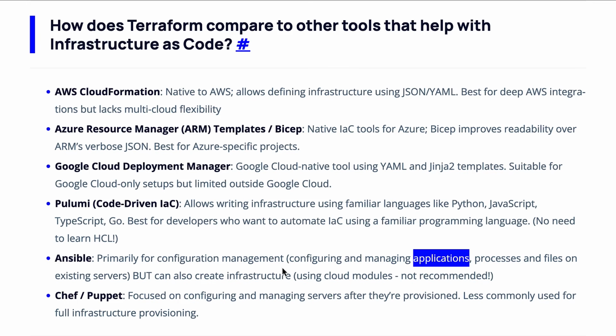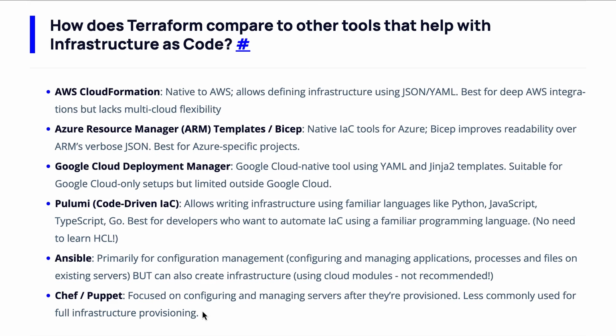Similarly, for configuration management, the focus is on configuring something on an already provisioned server. There might be a little bit of provisioning involved. However, the major work the configuration management tools focus on is configuring an existing server, configuring and managing applications, processes, and files on existing servers. The three major configuration management tools are Ansible, Chef, and Puppet. All these three tools are great at configuration management. You can configure and manage applications, processes, and files on existing servers. However, they are not so great at creating infrastructure, at provisioning infrastructure.